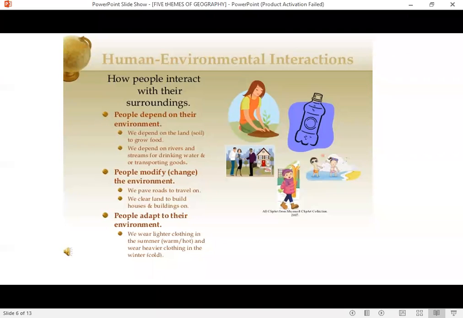Omar, yes? The first one is that people depend on the environment. The second one is to modify. What's the second type of interaction? Other than depending, what's the second type of interaction? Modify the environment. Modify the environment. Peter, the third one. People adapt to their environment. Adapt to the environment. Thank you.